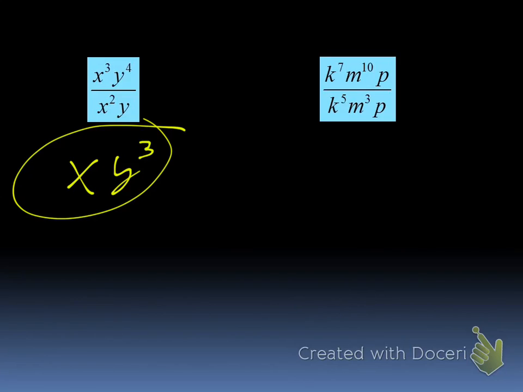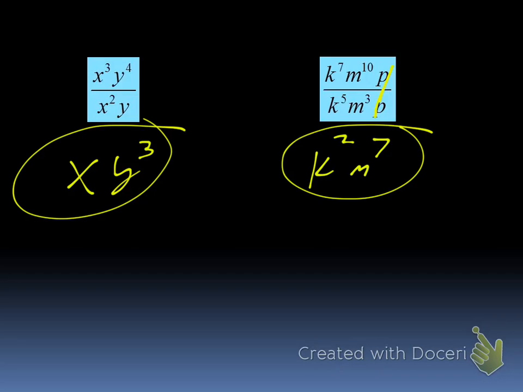Alright. Second one, k is going to be k to the k squared, m to the 7th, and then the p's, since they eat 1 for 1, they cancel out. So k squared, m to the 7th. Questions on that one?